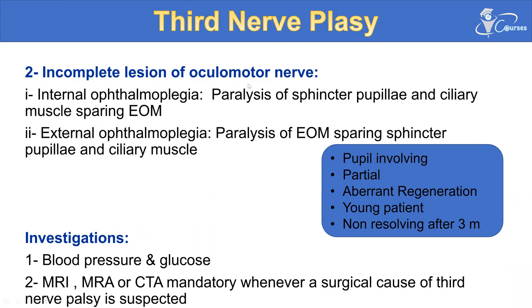So we do the investigations in the form of blood pressure, blood glucose, blood lipids, and other vasculopathic risk factors in order to assess the risk for vasculopathy affecting the third nerve. And also we can do MRI, MRA, or CT angiography when a surgical cause is suspected. So when should we suspect a surgical cause? First of all, if there is a pupil involving. This is the crucial sign here.